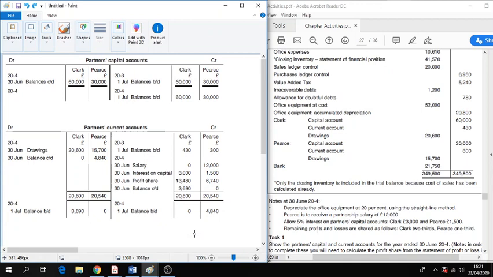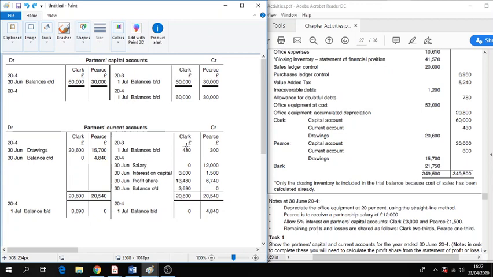Now looking at this, you obviously would have identified one has a credit balance and one has a debit balance. And what that basically means is Pierce has a positive, so the partnership owes him, and Clark has a negative, where he owes the partnership. Okay, so Pierce has been good, and he has left a bit of money in the business, whereas Clark has taken out. Think about it.